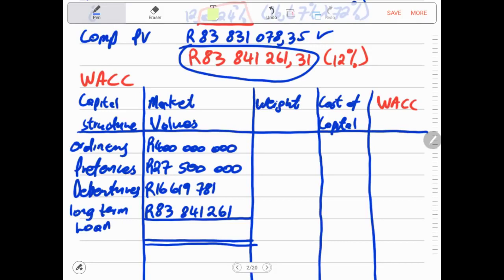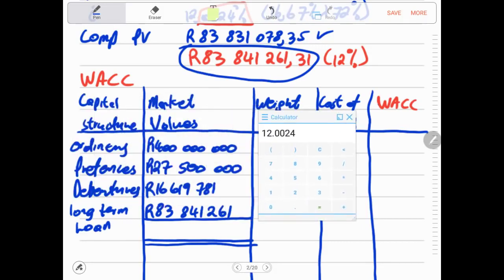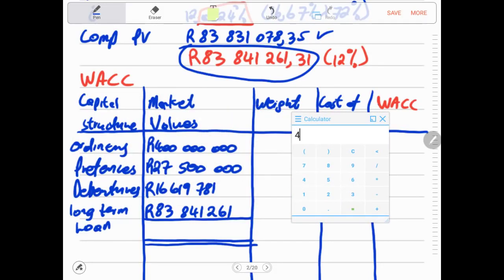Then after, now we need to draw a line and calculate the total of our market values. 400 million plus 27,500,000 plus 16,619,781 plus 83,841,261. I get a very big amount.